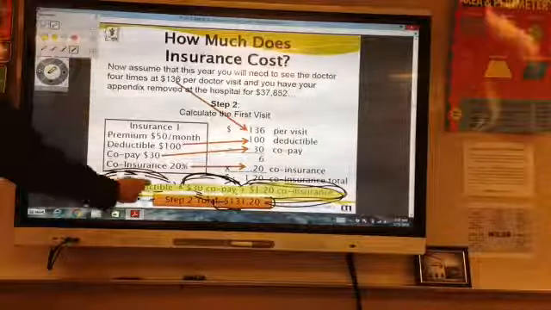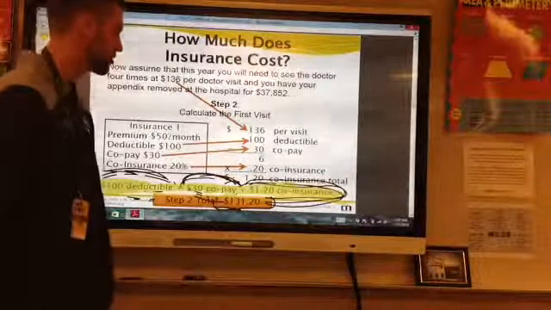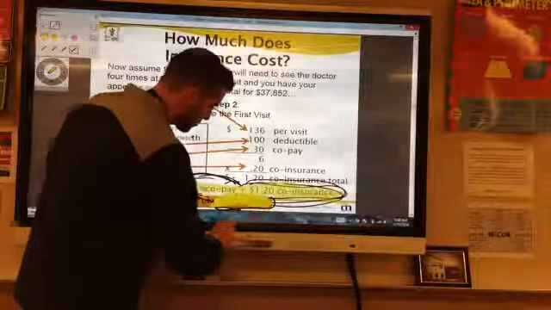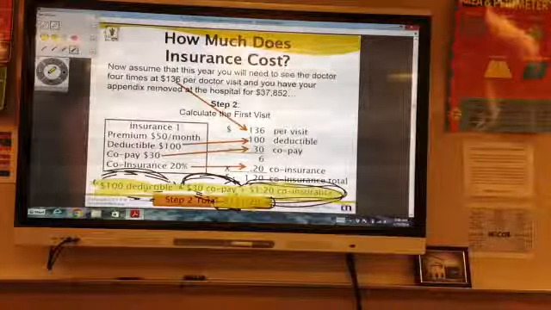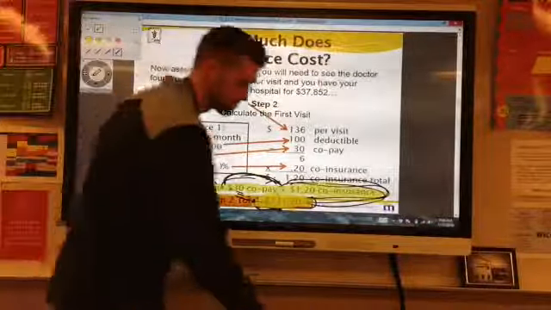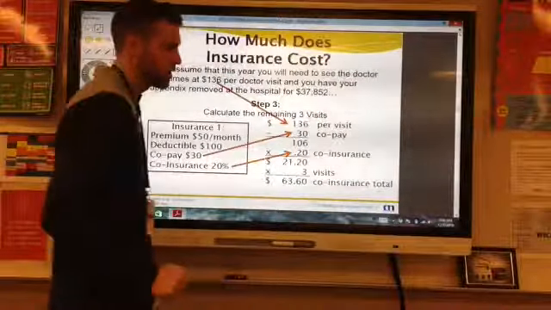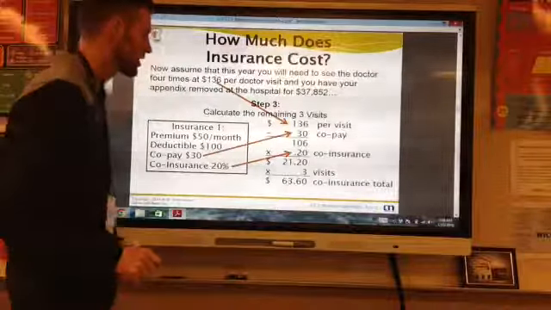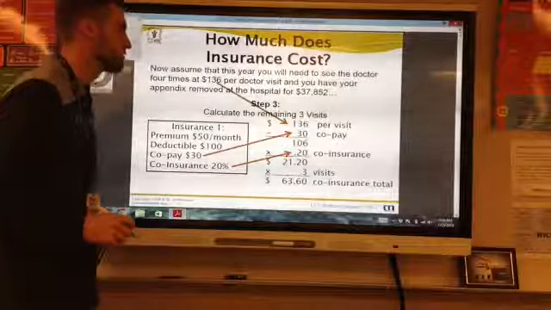So $100 deductible plus $30 copay plus $1.20 of coinsurance equals $131.20. All right, that's what you should have in your notes for right now. Then we also need to pay insurance on those visits. Okay, so step 3 is we have to calculate the remaining 3 visits.